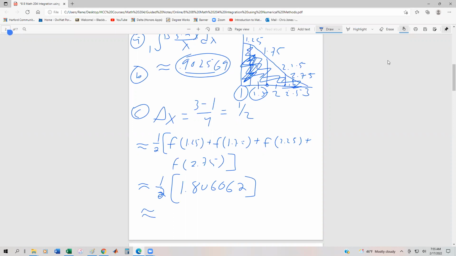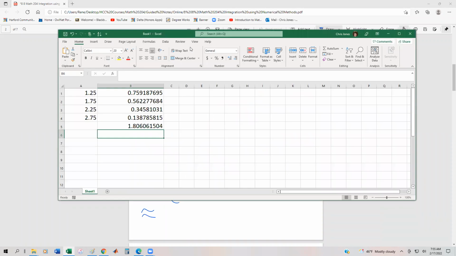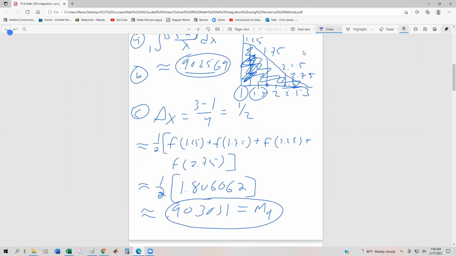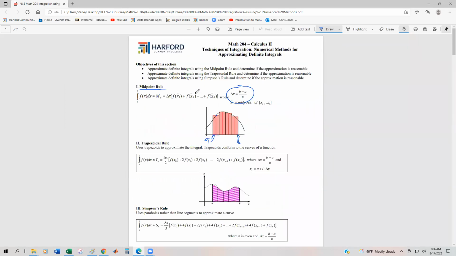All right, so I'm just going to go over here into Excel and say equal 0.5 times B5, which is our cell that we're trying to take half of. And I get 0.903031. So this is going to be 0.903031, and this is M4. So that's going to be the midpoint rule with 4 subintervals. And that's pretty close. It's actually accurate to the hundredths place, just by using 4 of those. So that helps out a lot with that one.